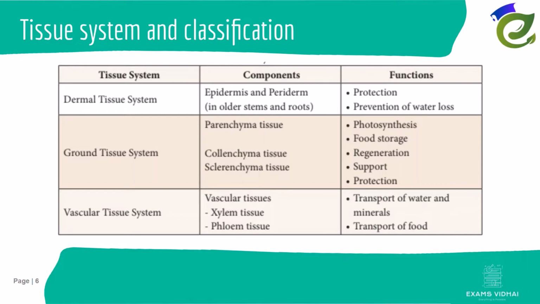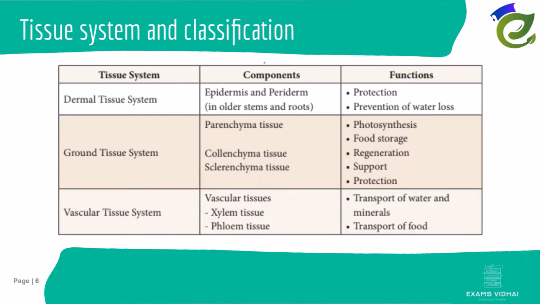In the case of leaf, it has stomata, which helps in transpiration, and in the case of roots, it has root hairs, which help in absorption of water and minerals. And coming to the ground tissue system, it majorly consists of parenchyma tissues, collenchyma tissues, and sclerenchyma tissues. The function of ground tissue system is to help in photosynthesis, storage of food, regeneration of cells, supporting the plant, and then protecting the inner vascular tissue system.